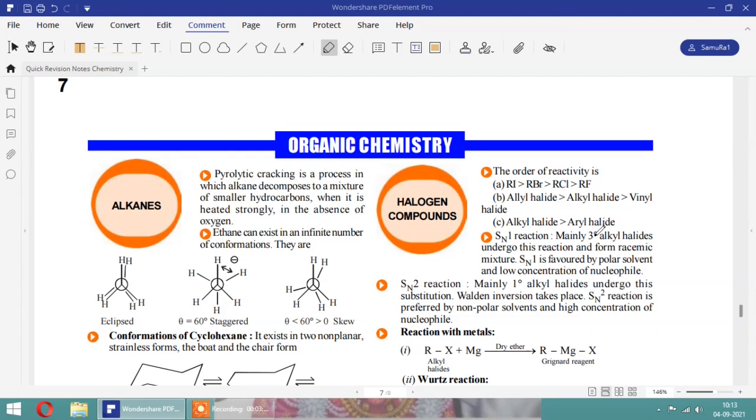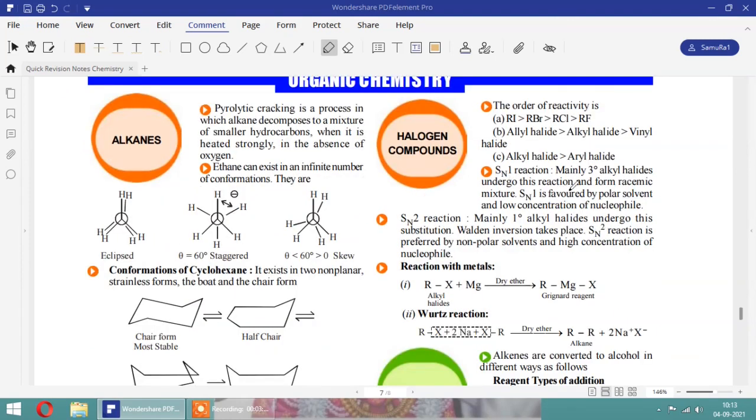SN1 reaction: mainly tertiary alkyl halides undergo this reaction and form a racemic mixture. SN1 is favored by polar solvents like water and low concentration of nucleophile. In the SN2 reaction, mainly primary alkyl halides undergo substitution, which involves Walden inversion. SN2 is preferred by non-polar solvents and high concentration of nucleophile. This is the difference between SN1 and SN2.